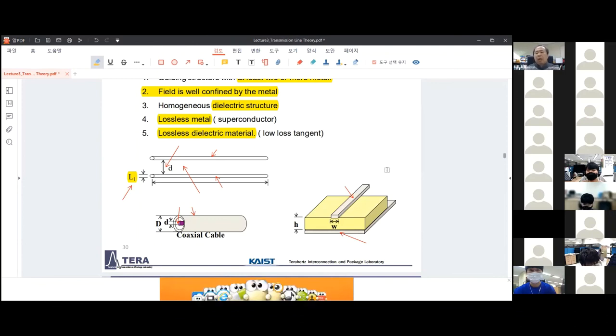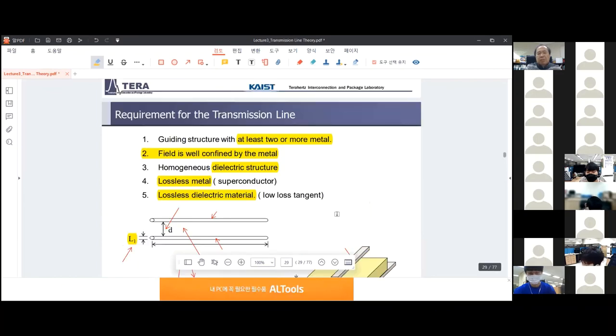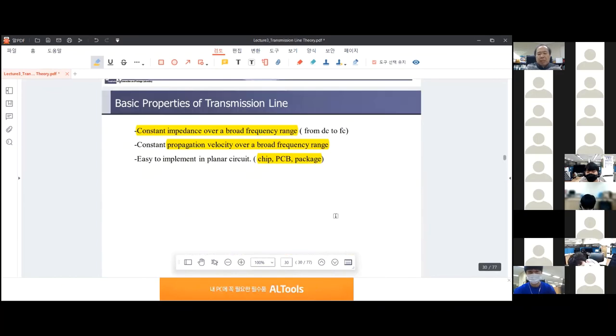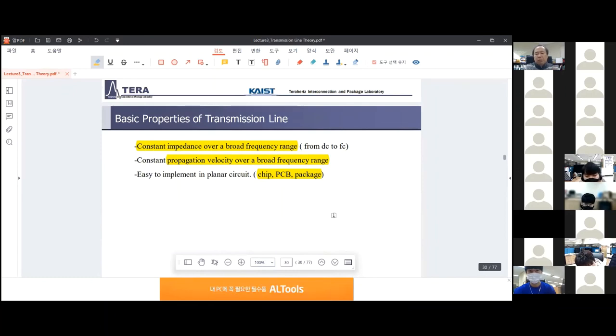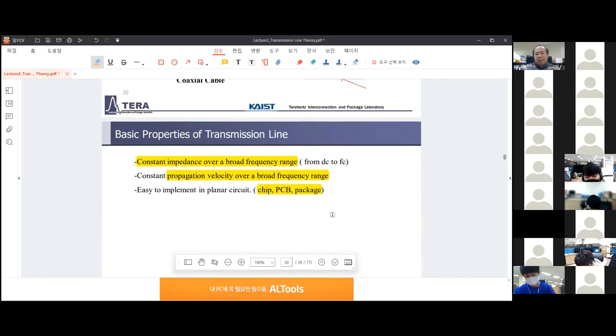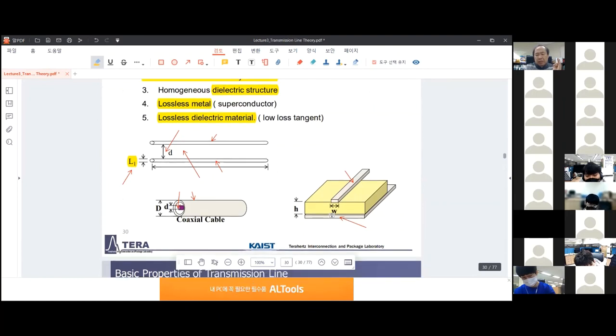이러한 구조는, 주파수가 더 높아지면 스킨 이펙트 로스와 다이일렉트릭 로스 때문에 깨지지만, 어느 정도까지는 일정한 속도와 임피던스로 전파가 날아가게 하고, 단면으로 보면 전압과 전류를 디파인할 수 있는 구조예요. 이게 트랜스미션 라인 구조인데, 단면적이 파장보다 작아야 되고 메탈은 반드시 두 개 이상 있어야 되고 로스를 무시할 수 있는 데까지면 트랜스미션 라인이 된다. 그럼 트랜스미션 라인이 되면 뭐가 좋냐? 임피던스와 전파 속도가 항상 일정하다. 그러니까 디지털 인터커넥션 디자인에 딱 맞다.